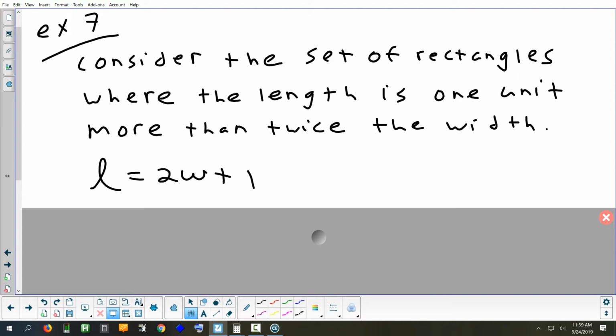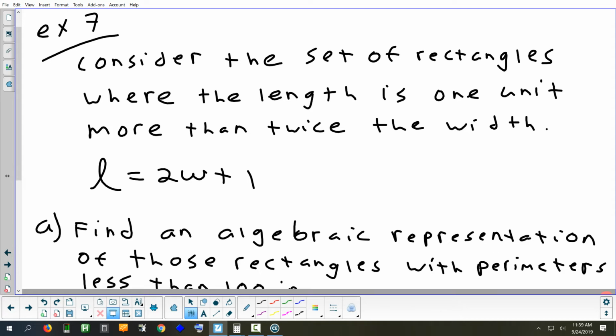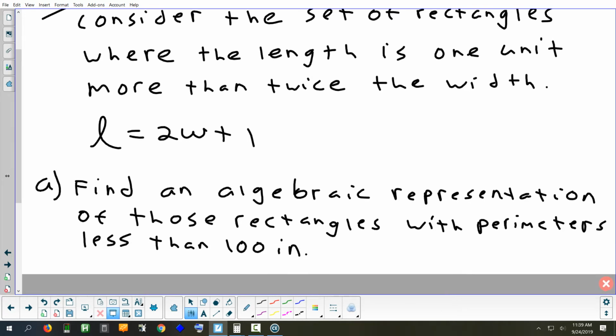I don't know if we're going to need that, but they said all that stuff in words, so we might at one point. The length is one more than twice the width. Find an algebraic representation of the rectangles that have perimeters of less than 100. We did this exact same thing in the homework. I think it's at 360. I think you had mentioned I had messed something up and you helped me with it. So the only difference with it is it's not going to have an equal sign. It's going to have a less than or a greater than.